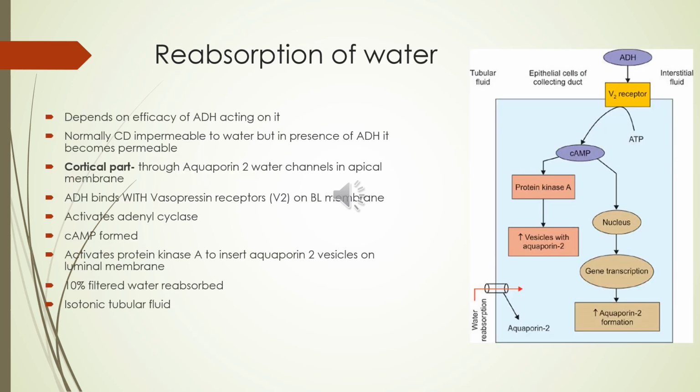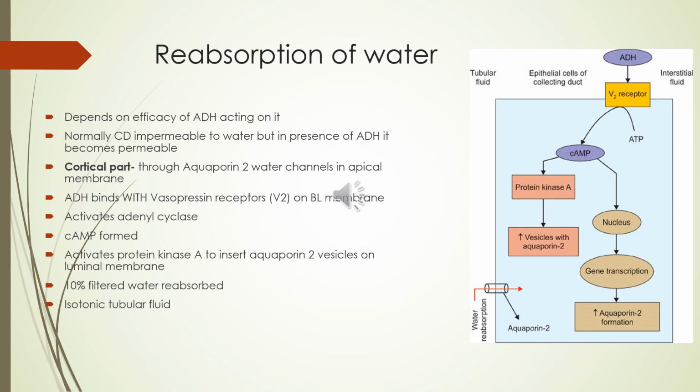Reabsorption of water from the collecting duct. The collecting duct has two portions, the cortical part and the medullary part. The collecting duct is usually impermeable to water, but in the presence of antidiuretic hormone, it becomes permeable. So the reabsorption of water and solute depends on the efficacy of ADH acting on it. In the cortical part, the water transport occurs through aquaporin 2 water channels located in the apical membrane.